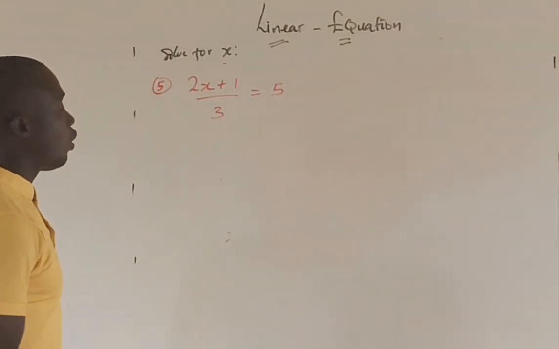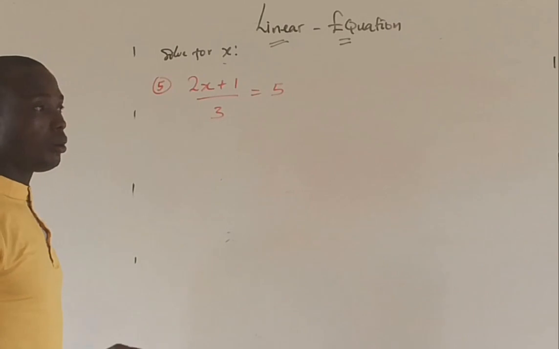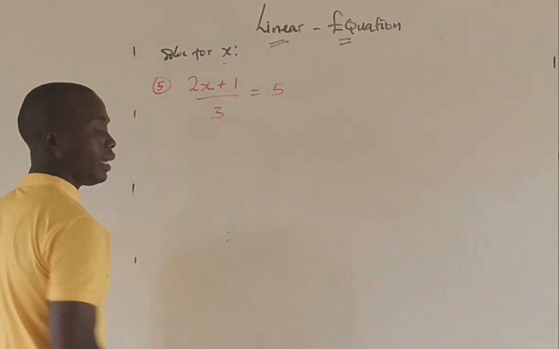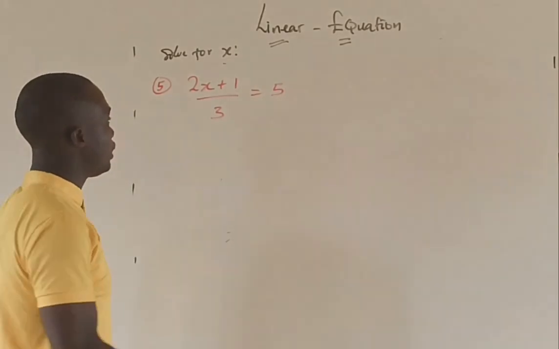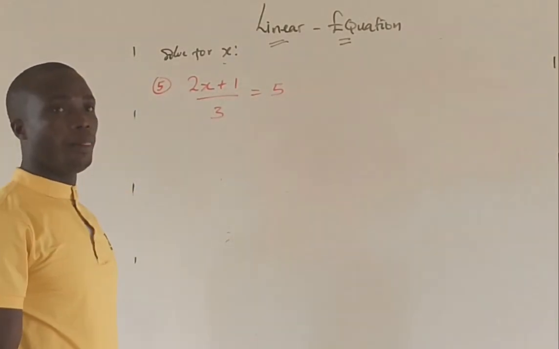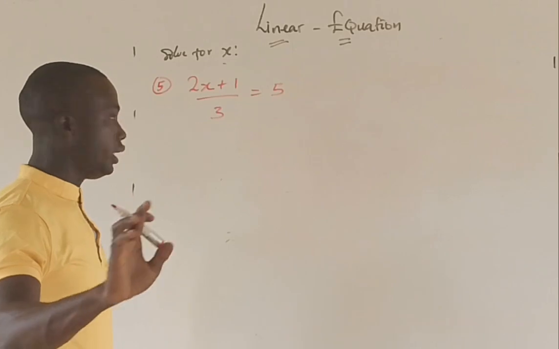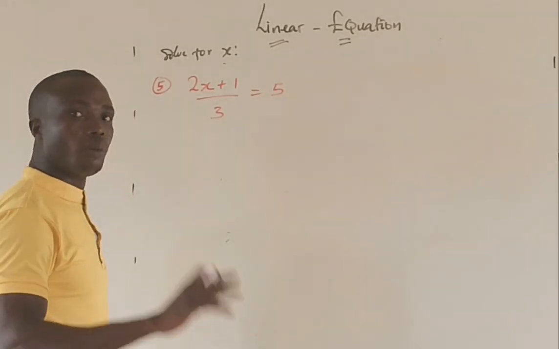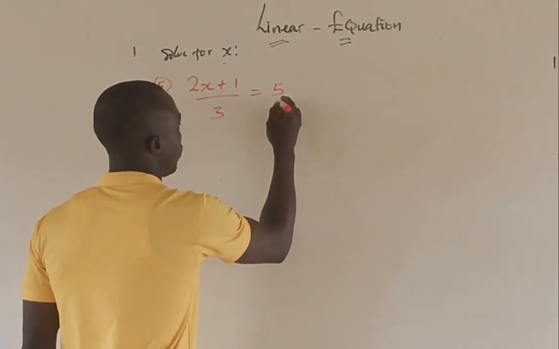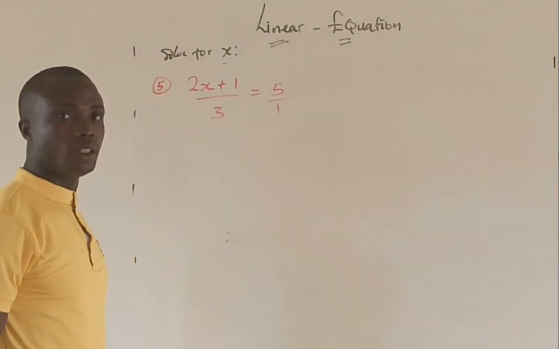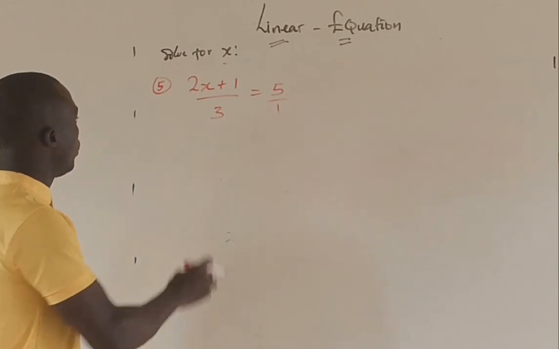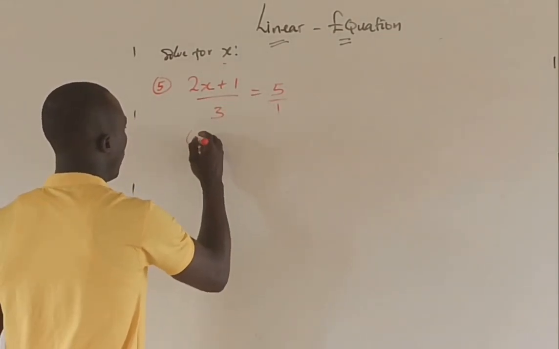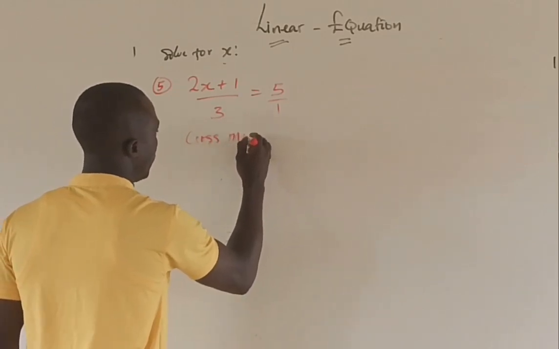Now, you have another question here, which is the number 5 question. But we have 2x plus 1 divided by 3 equal to 5. Now, don't panic. What you do here is this. You cross multiply. 5 here is the same thing as 5 over 1. So in this place here, you cross multiply.